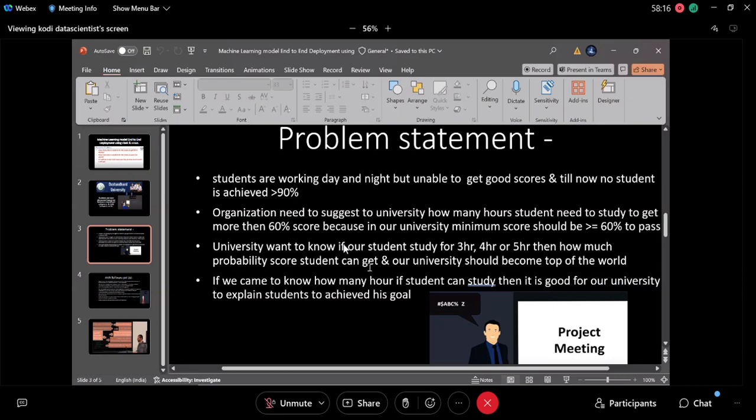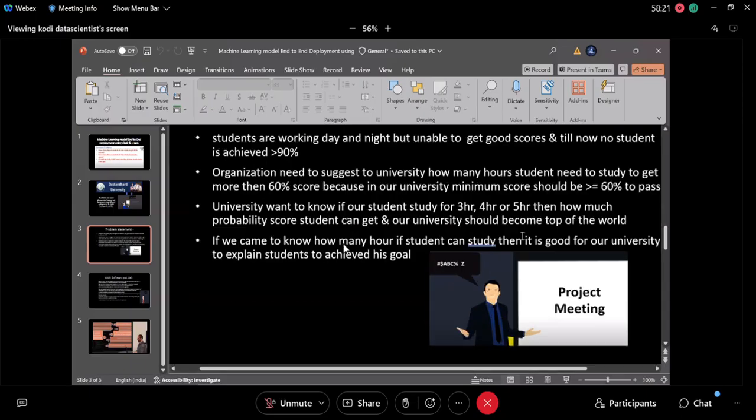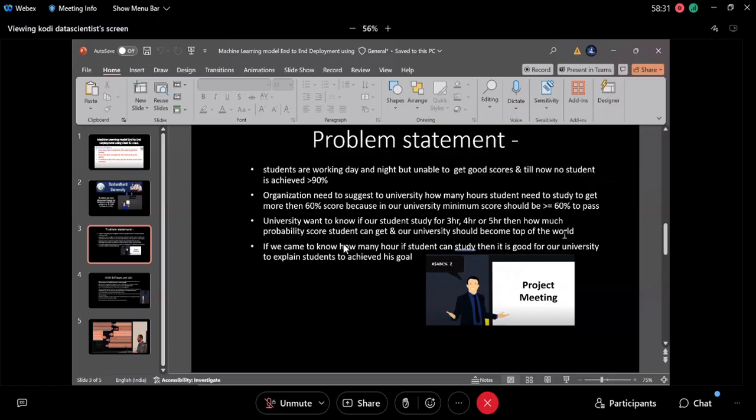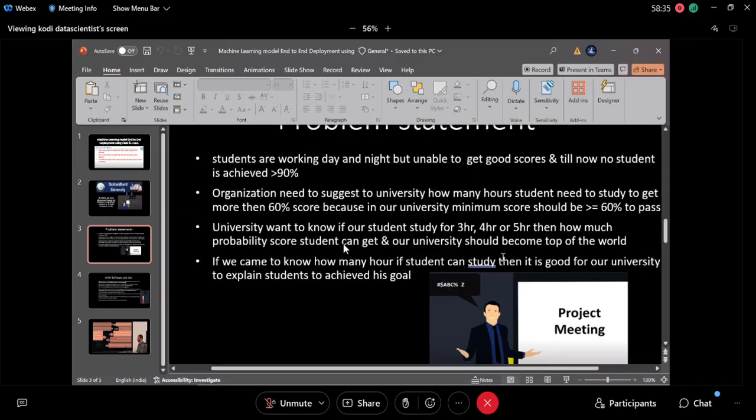The organization needs to suggest to the university how many hours a student needs to study to get more than a 60% score, because in that university the minimum score is 60%, guys. The university wants to know if the student studies 3 or 4 or 5 hours, what would be the probable score. If we come to know that, then the university becomes top of the world.